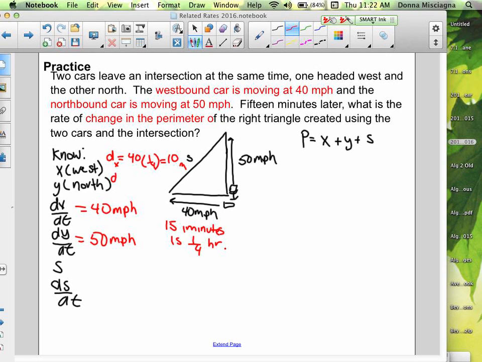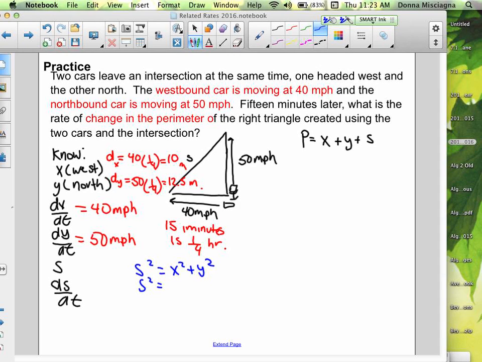And likewise, the distance that the northbound car is moving, it goes 50 miles per hour. It's traveling for 1/4 of an hour, so that's going to be 12.5 miles. Okay. So there we've got two of our measurements. It is a right triangle, so we can define S. If we use the Pythagorean theorem, S squared is just equal to x squared plus y squared.